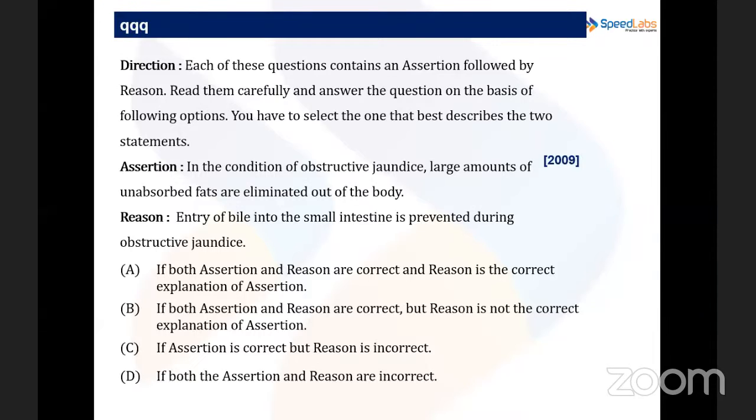Option A: if both assertion and reason are correct and the reason is the correct explanation of the assertion. Option B: if both are correct, but the reason is not the correct explanation of the assertion. Option C: if the assertion is correct, but the reason is incorrect. Option D: if both are incorrect. So the answer to this question is option A.